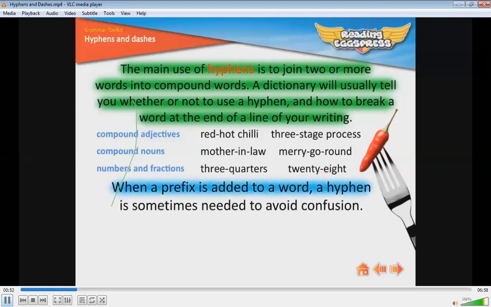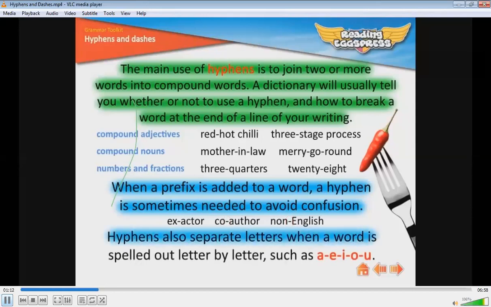When a prefix is added to a word, a hyphen is sometimes needed to avoid confusion. In these examples, you can see the prefix with a hyphen and then the word: ex-actor, co-author, non-English. When we have a prefix like ex or co or non, without the hyphen, non-English maybe looks weird. So I'm using a hyphen after the prefix to make the meaning clear. If you use co-author with nothing in the middle, maybe you will be confused. The word will look weird, it's not so vivid.